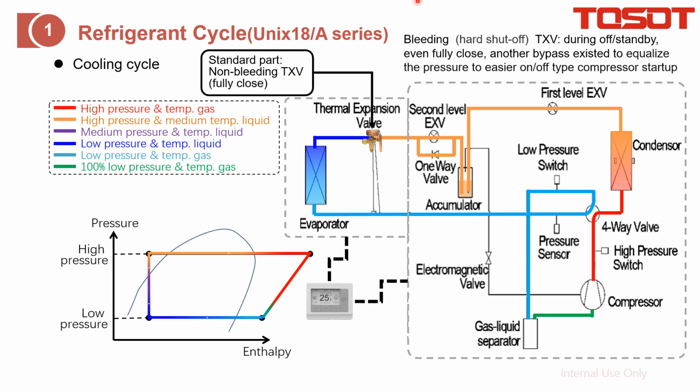Here you can find that the bleeding, also called hard shut off TXV, it is during the system turn off or at standby mode as we just stop the compressor, and then the control logic of this TXV depends on the superheat of this evaporator. If you turn off this compressor, the superheat will become zero, right? And also this TXV will be fully closed, which is during the off or the standby.